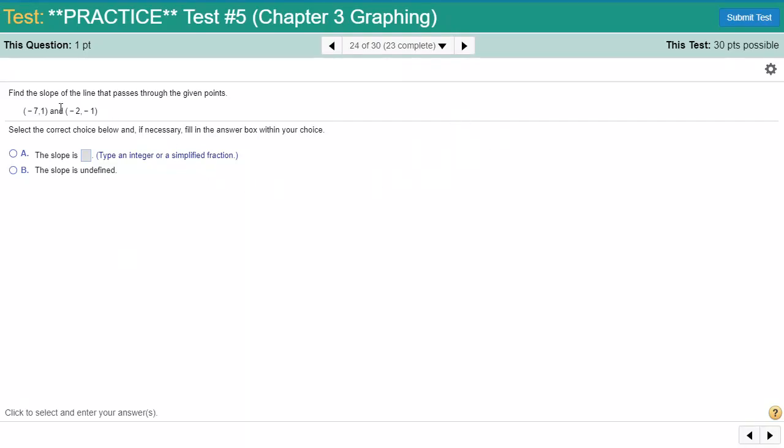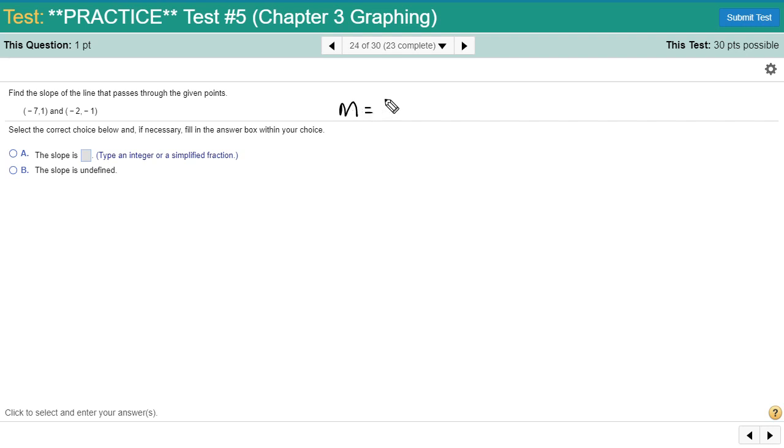Question 24, again, we are asked to find the slope of the line that passes through the given points. And here we have the point -7, comma 1 and -2, comma -1. So just like we did with question 23, because we have been given 2 points, 2 ordered pairs, and have been asked to find the slope between these 2 points, all we have to do is use the slope formula.